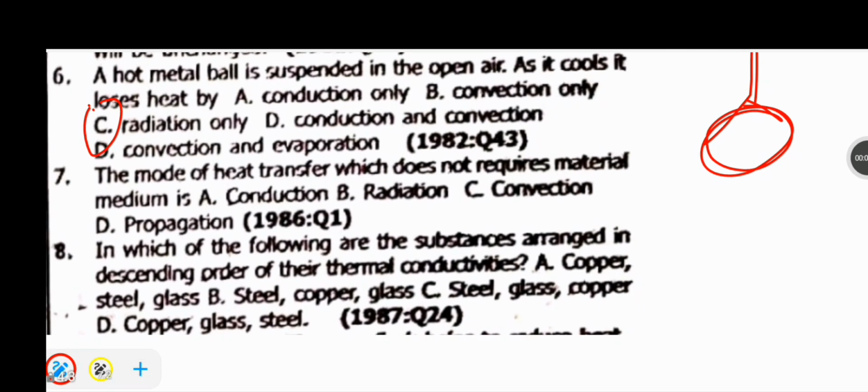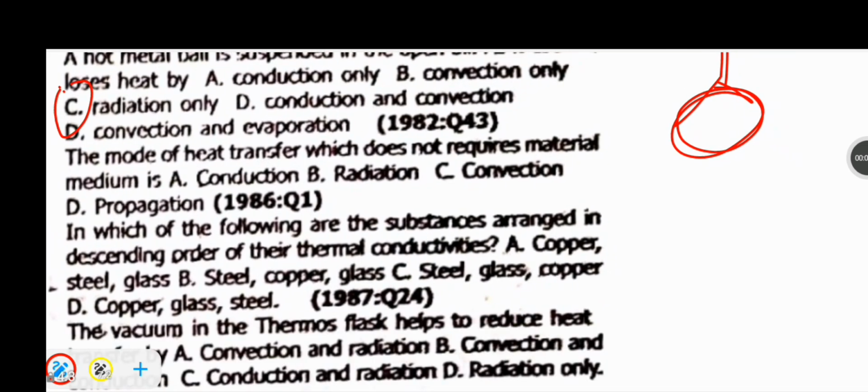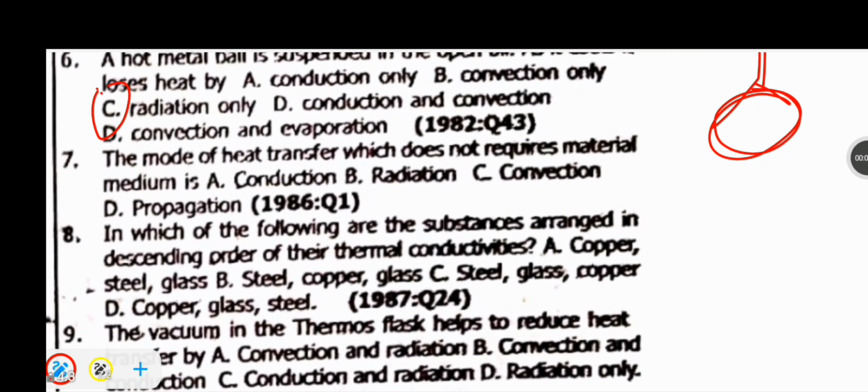Then for the next one, number 7. The mode of heat transfer which does not require a material medium is, this one is very straightforward. So the answer is radiation.